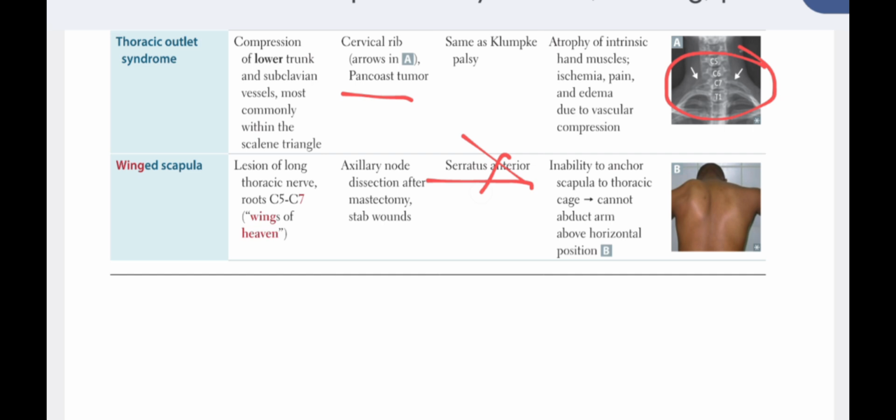This can occur after axillary node dissection due to mastectomy, or it can also occur in stab wounds. And there is inability to anchor the scapula to the thoracic cage. The person cannot abduct the arm above the horizontal position.